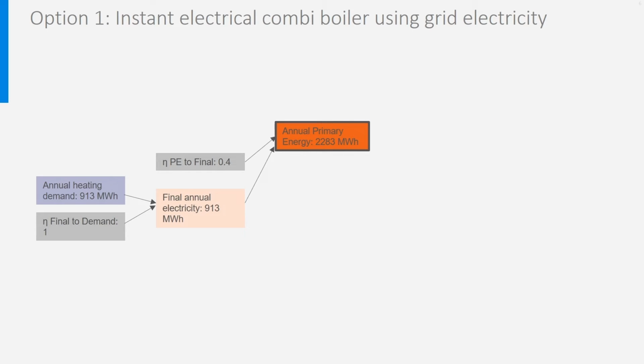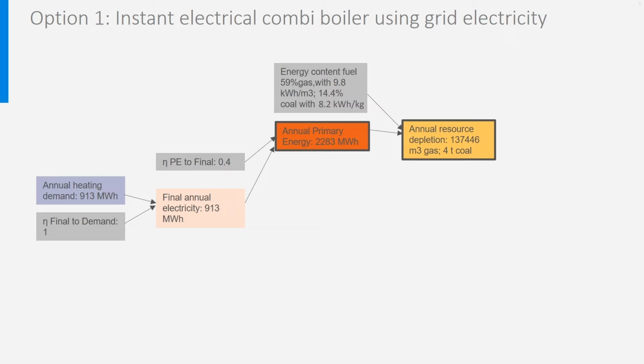If we know the electricity mix, you can find it in a previous lecture, you can estimate the resource depletion for each of the fuels belonging to the mix. 59% comes from gas with a heating value of 9.8 kilowatt-hour per cubic meter, and 14% from coal with a heating value of 19.6 megajoule per kilogram, which is 5.4 kilowatt-hour per kilogram. We neglect the oil, and the remaining part is sustainably produced, and we assume the same efficiency of 0.4 for all power plants. This leads to the depletion of more than 137,000 cubic meter gas and 4 ton coal.